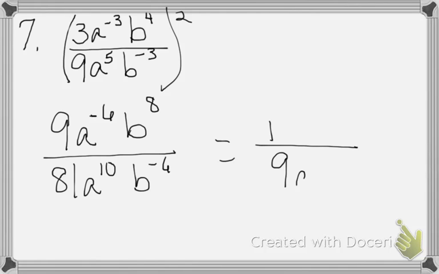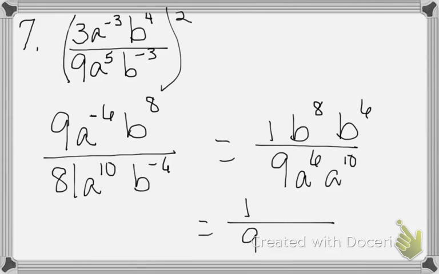Move a to the negative 6, move that in the bottom to make it positive. B to the 8th stays. A to the 10th stays. B to the negative 6, move that up top to make it positive. Bring over the 1/9. Now both of the b's are on top, so that's b to the 14th, a to the 16th.